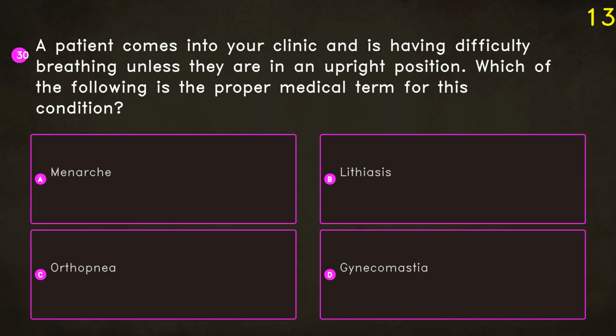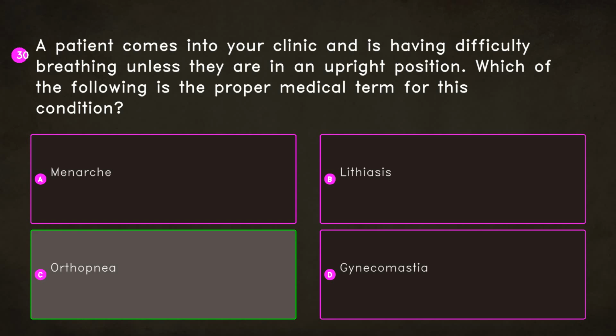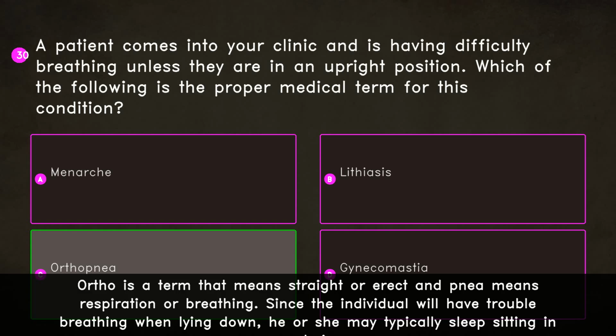Question 30. A patient comes into your clinic and is having difficulty breathing unless they are in an upright position. Which of the following is the proper medical term for this condition? A. Amenarche. B. Lithiasis. C. Orthopnea. D. Gynecomastia. The correct answer is orthopnea. Ortho is a term that means straight or erect, and nea means respiration or breathing. Since the individual will have trouble breathing when lying down, he or she may typically sleep sitting in a chair.